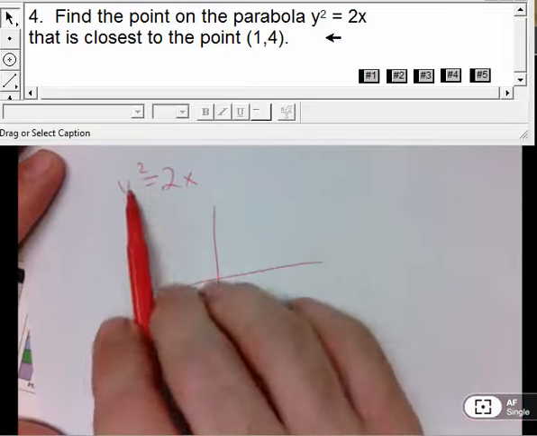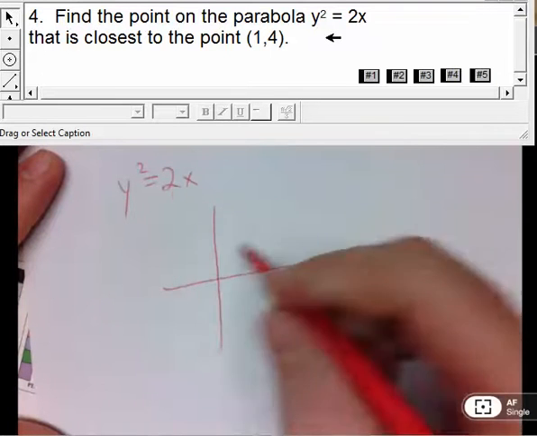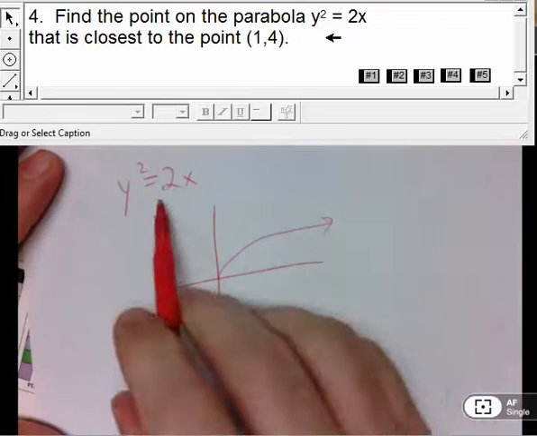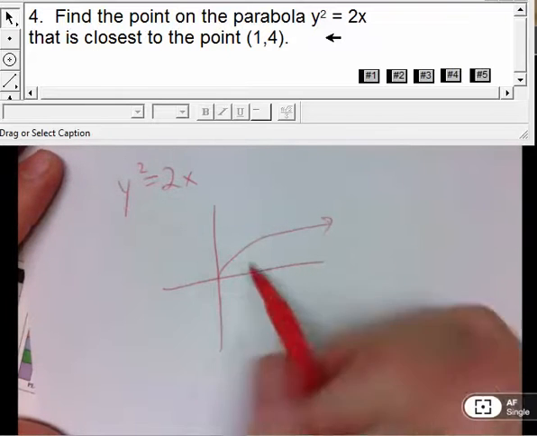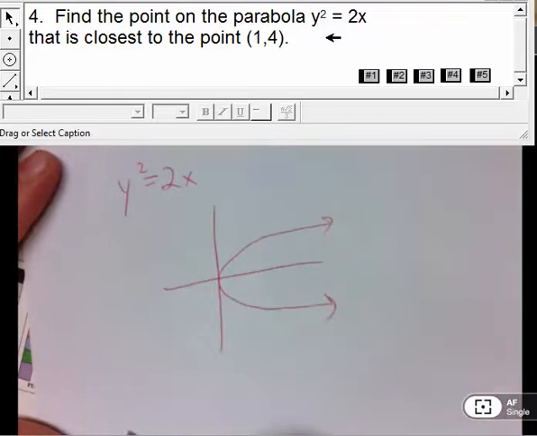If you think of this as y equals the square root of 2x, you know the square root of x looks like this. So the square root of 2x is similar, and then there's the negative square root. So that's basically what it looks like.